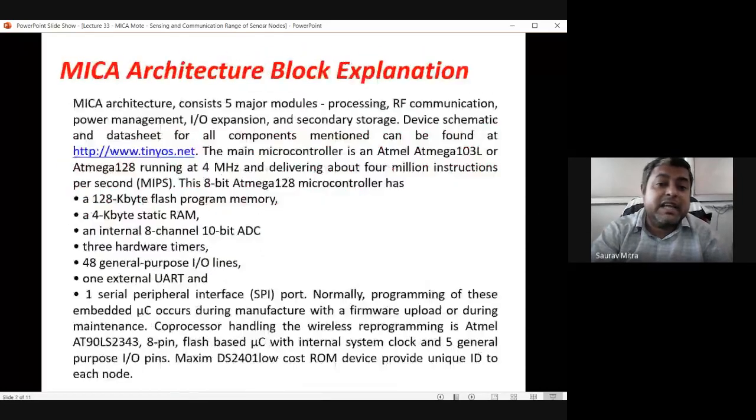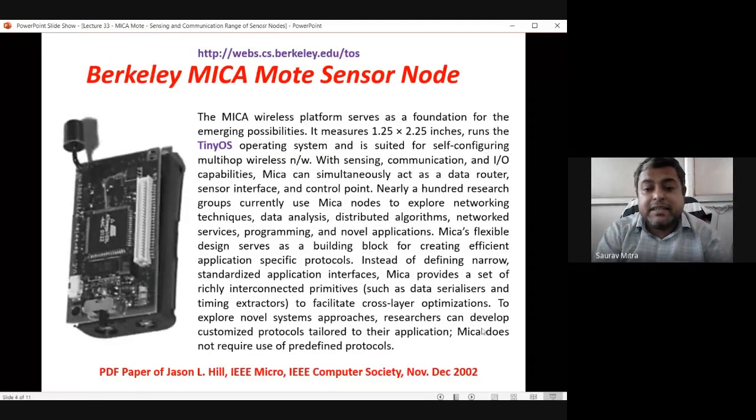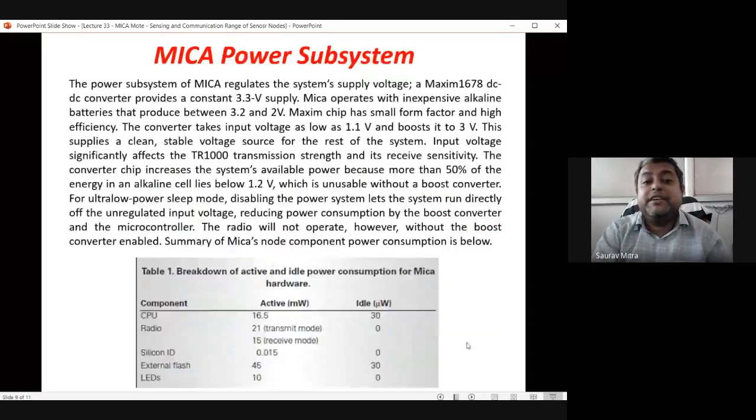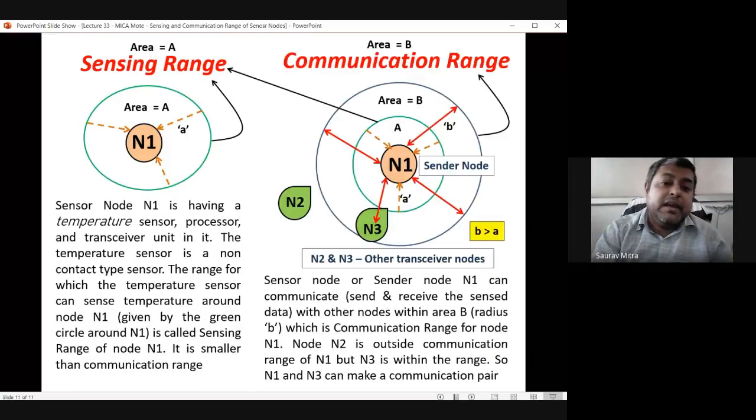In the initial slide, if you remember, it said that there are 5 different layers. So MICA has 5 different layers, and all these 5 different layers are explained through the slides. So this is the last slide we'll be seeing. We have already seen this.